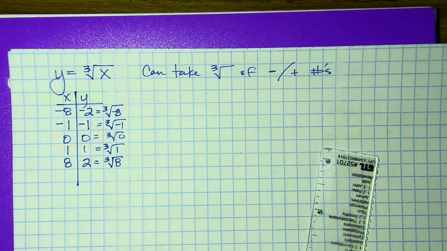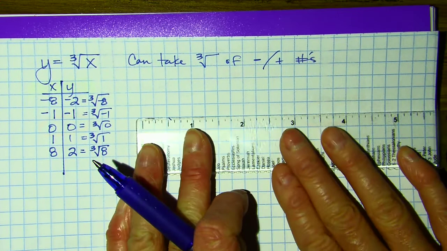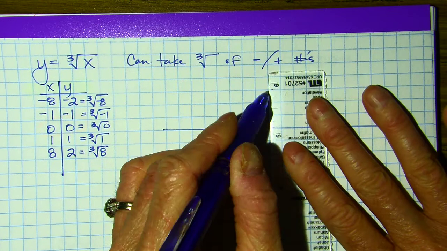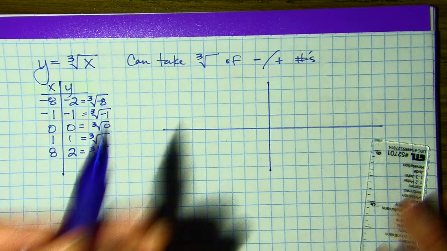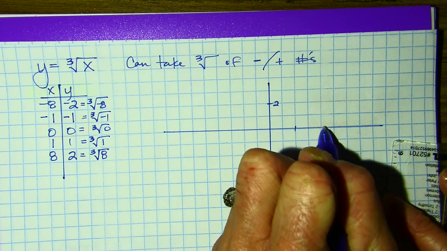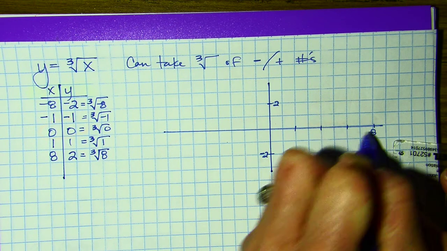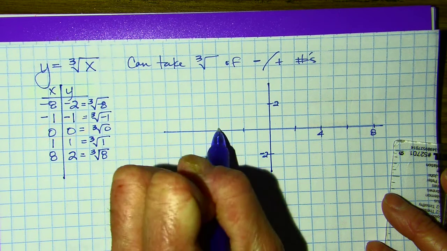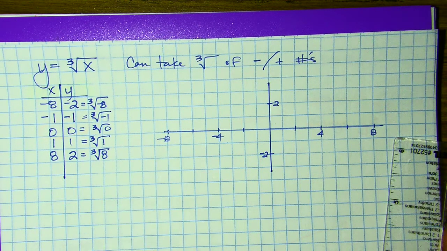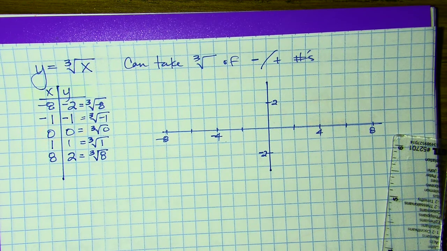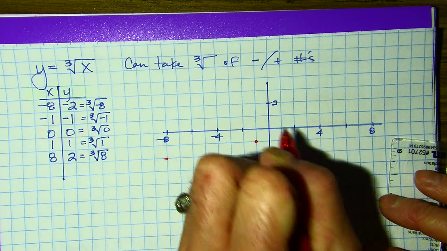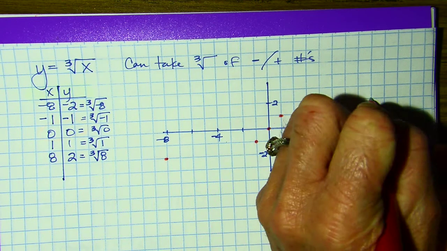So, sorry, and I'm going to show you the shape of this graph because it looks different than our other ones. So here is positive 2, negative 2. Now this graph has like this really crazy S shape to it, where the square root is like half of an S. So negative 8 gives me negative 2, negative 1, 0, 0, 1, 1, 8, 2.